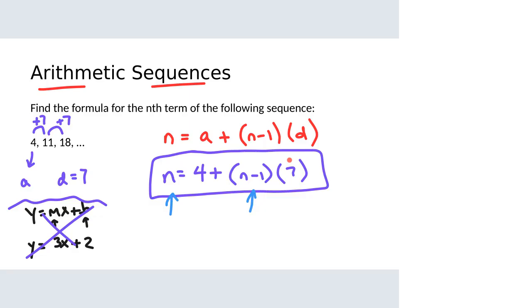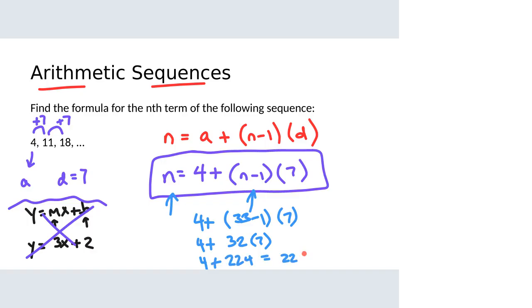We need it to have variables because if we want to define, say, the 33rd term, we want to be able to plug 33 in for n so that we can find the 33rd term. And then that would be 4 plus 32 times 7, which would be 4 plus 224. So the 33rd term of this would be 228 if we were asked for it. But when we finish, we need to have n and n minus 1 in there.